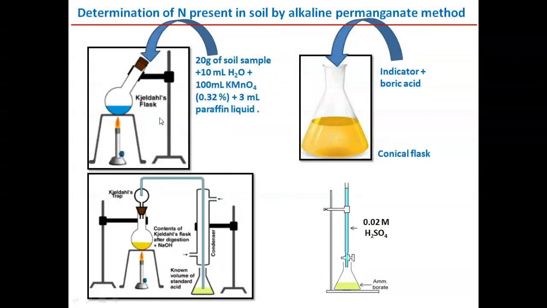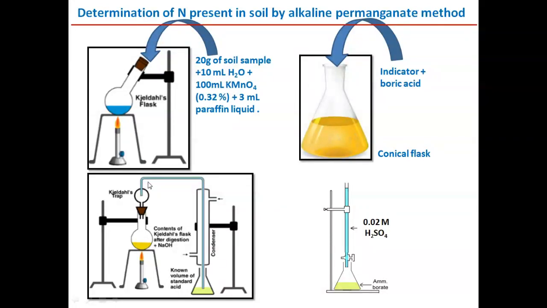Here in the Kjeldahl's flask we need to take 20 gram of soil sample, and then we add here 10 ml of distilled water plus 100 ml of potassium permanganate, which is 0.32%, plus 3 ml of liquid paraffin in the Kjeldahl's flask. So this mixture, the moment we add sodium hydroxide to it, upon the digestion this mixture gives us ammonia, and this mixture is liberating the ammonia.